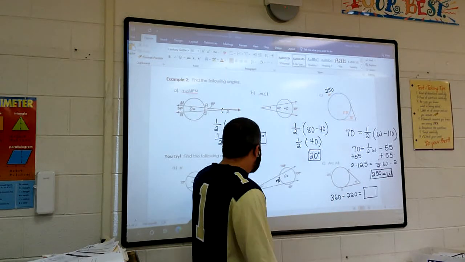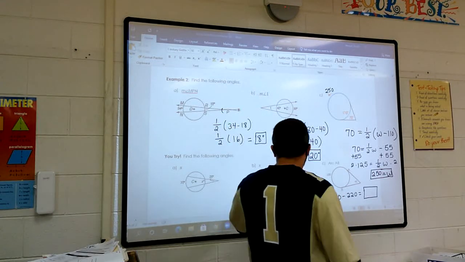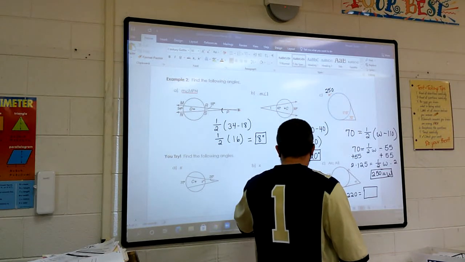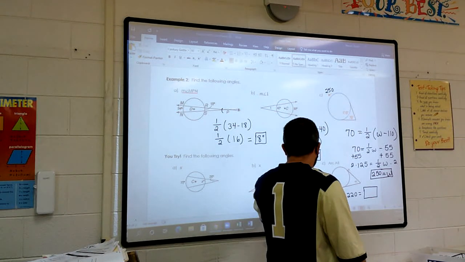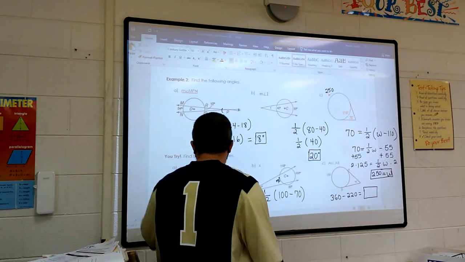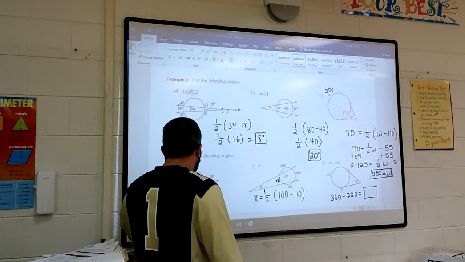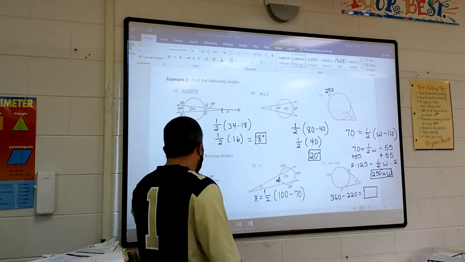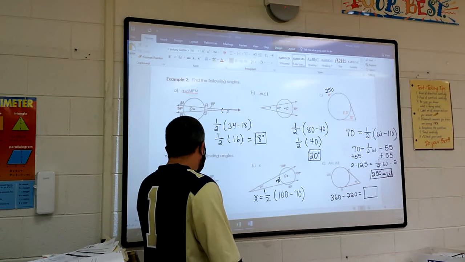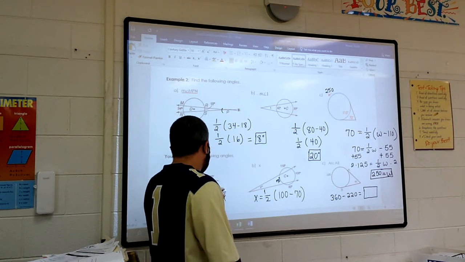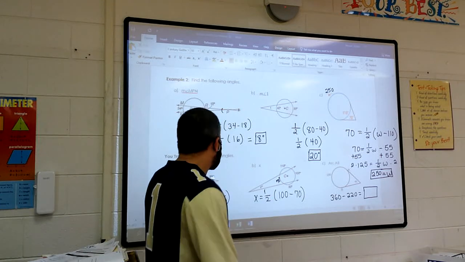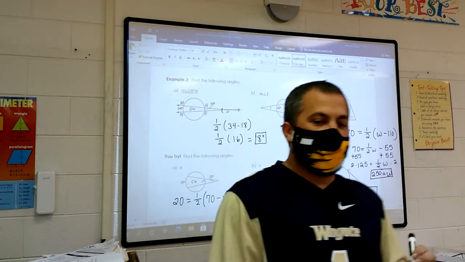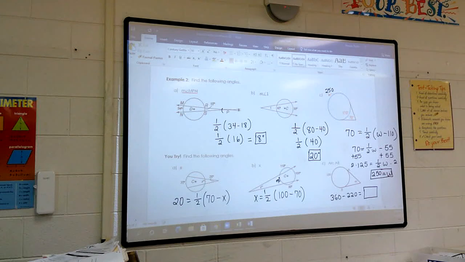In B, they asked for this. So remember, it's going to be 1/2. So x is going to equal 1/2 of 100 minus 70. So you can solve that one. In this one, we have 20 equals 1/2 of 70 minus x. The big one minus the small one. So let's try to solve that one. Okay, you're doing an equation. That's all you're doing. I'm going to let you see if you can get A, B, or C. I'm going to give you just a couple minutes, and then we'll come back.